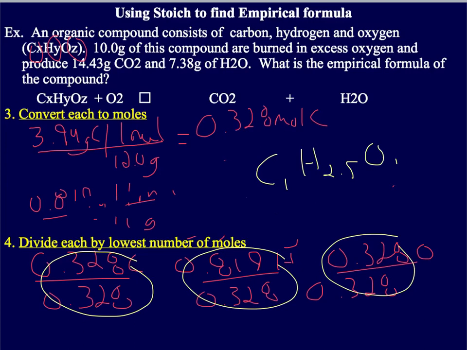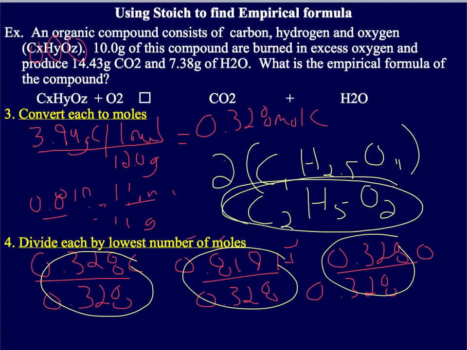So, we have 2.5. What are we going to do? Well, we're going to multiply this by 2. So that'll give us C2H5O2. And there is our empirical formula. And we'll practice these in class.